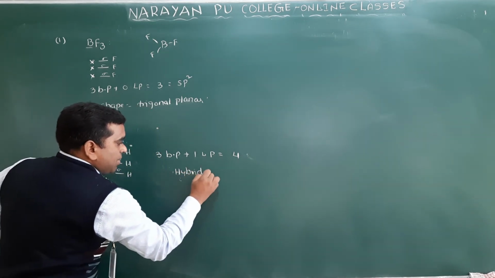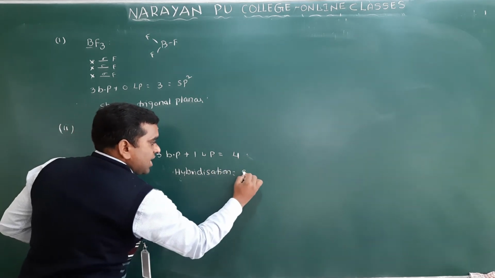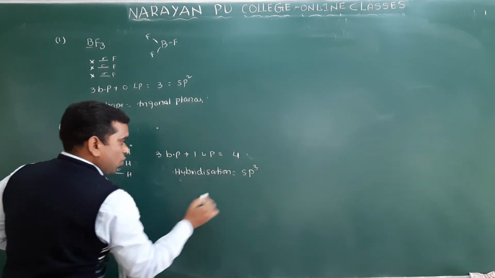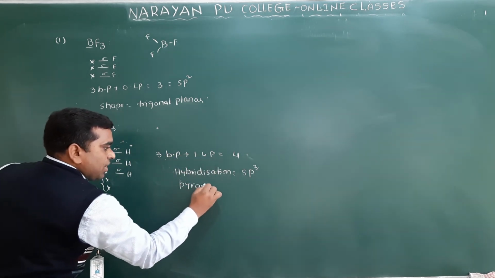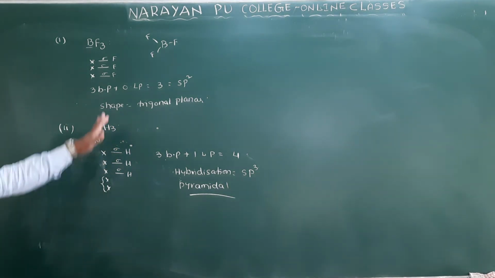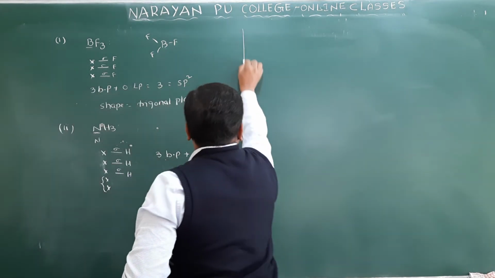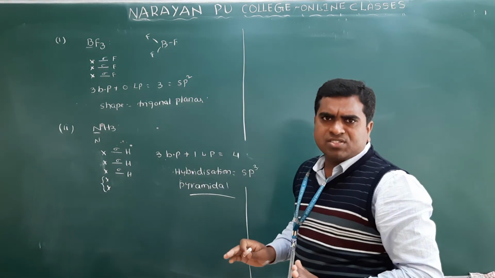So what is the hybridization here? Hybridization is sp3. 3 plus 1, 4. 3 bond pairs and 1 lone pair. What is the shape? Pyramidal shape. You see how easy this is. Clear? This is the simple trick. And in the same way, I will write here. Any molecule you take, we can easily calculate in this way.